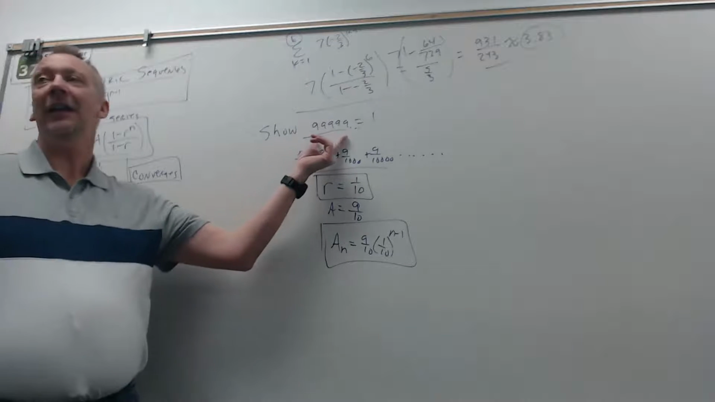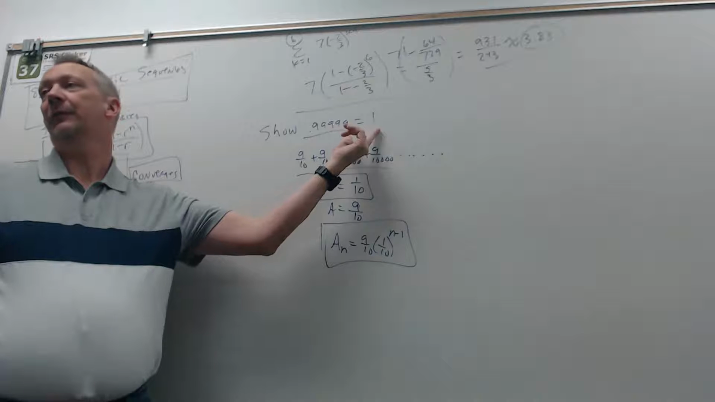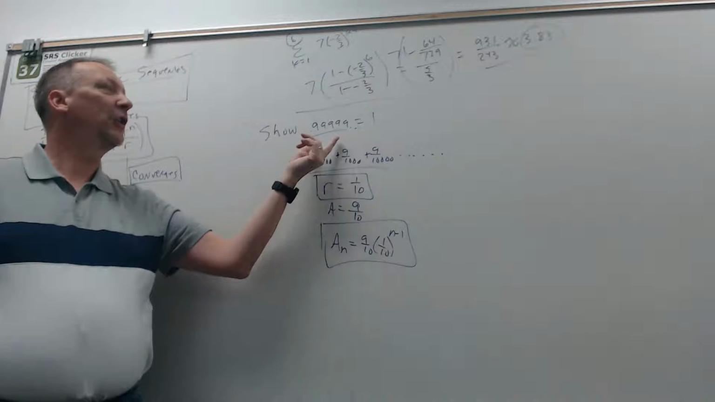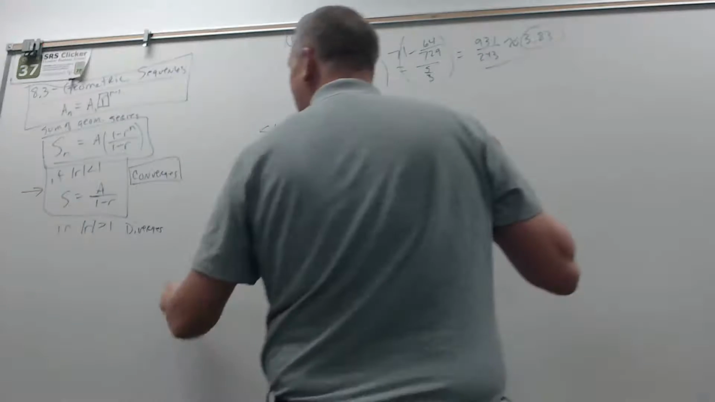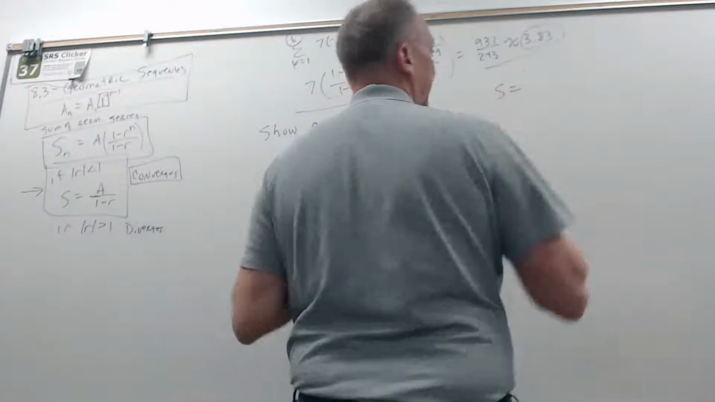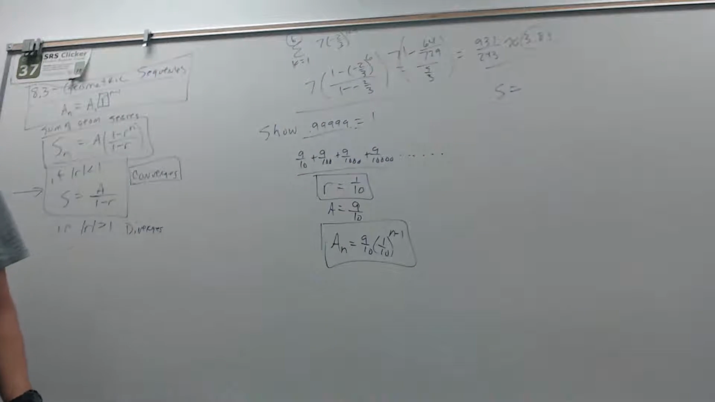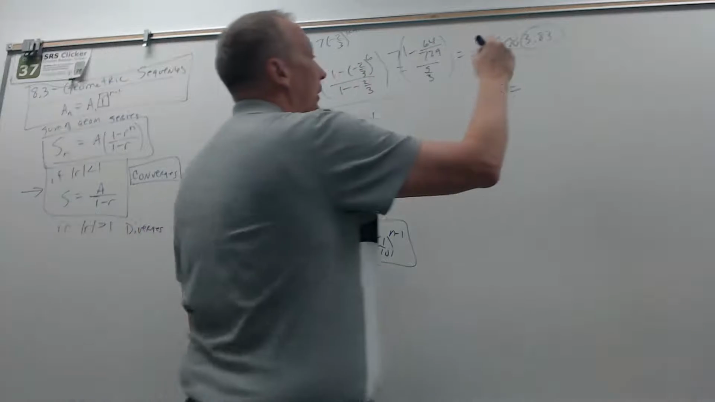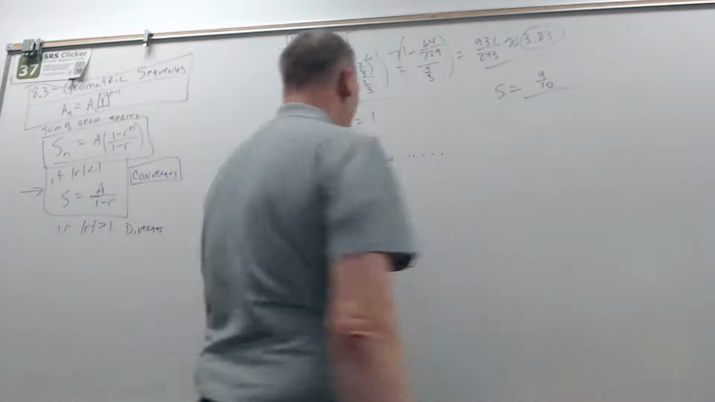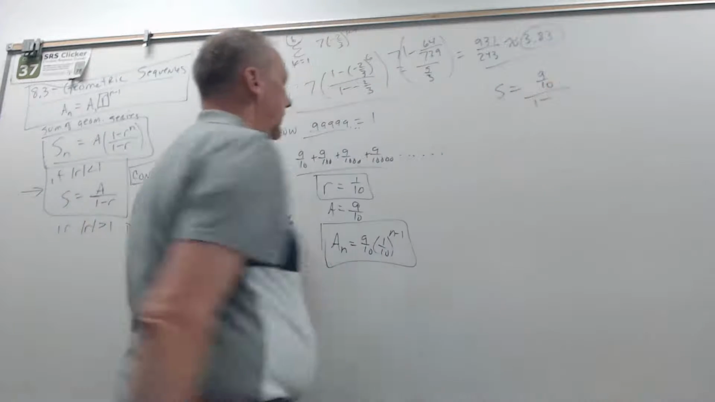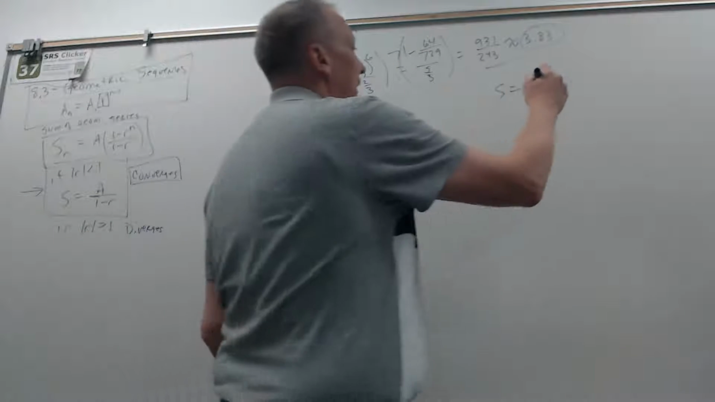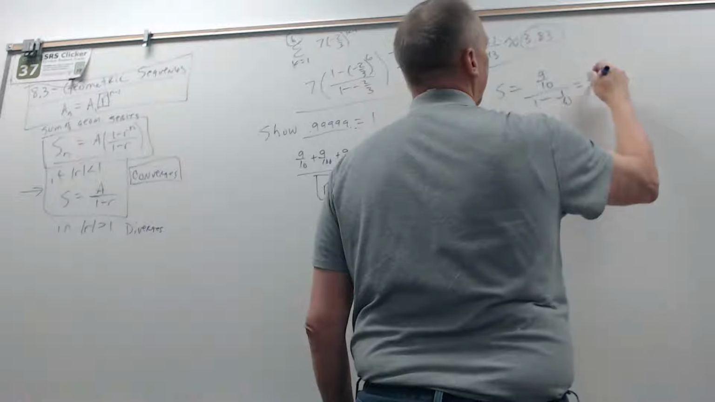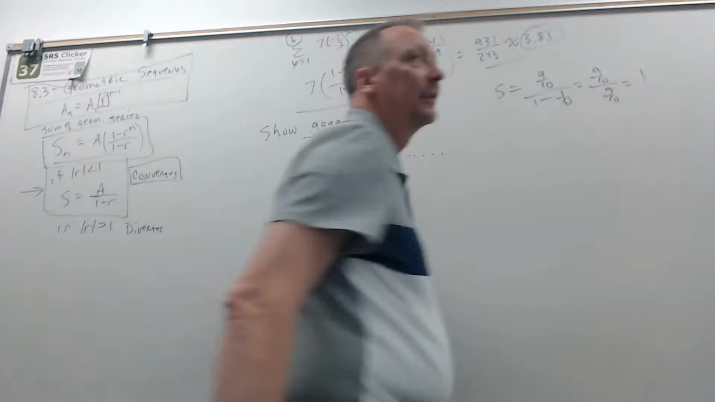Now, we know that 0.99999 is really close to 1. But I'm going to show you that these are actually the same, according to this formula, okay? The idea here is I'm going to take your formula S equals your first term, which is what? 9/10 divided by 1 minus your ratio, which is 1/10. This equals 9/10 divided by 9/10, which equals 1.